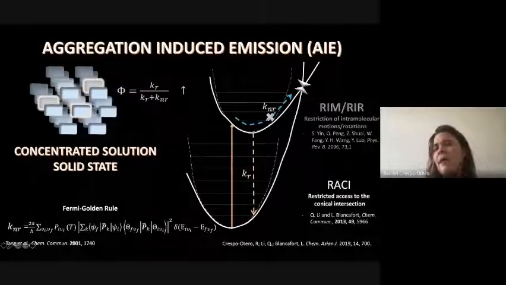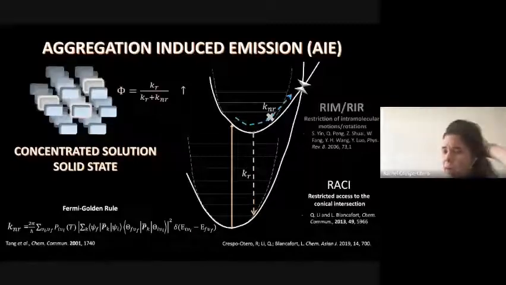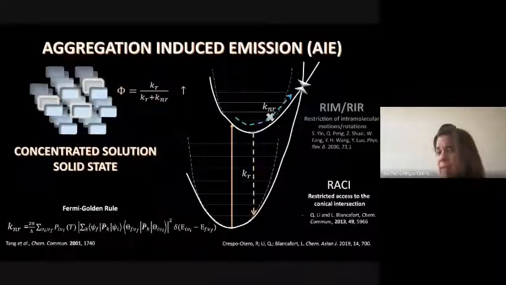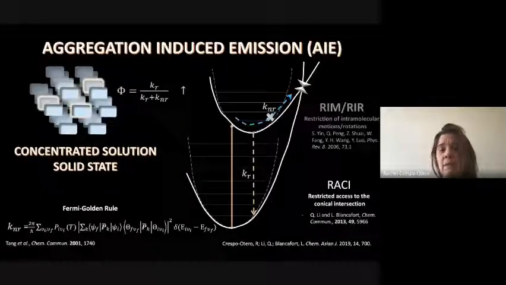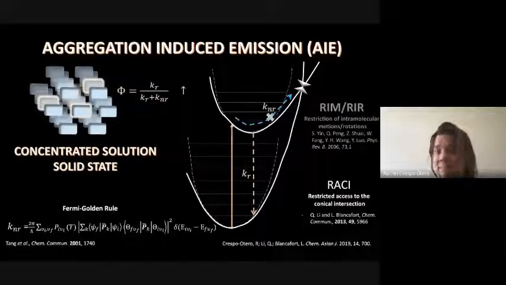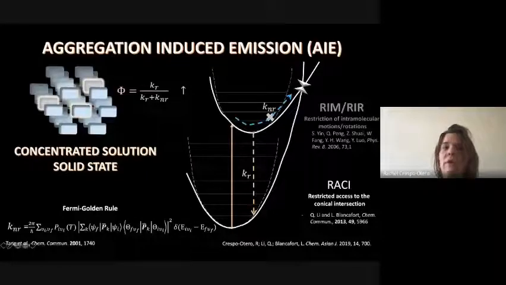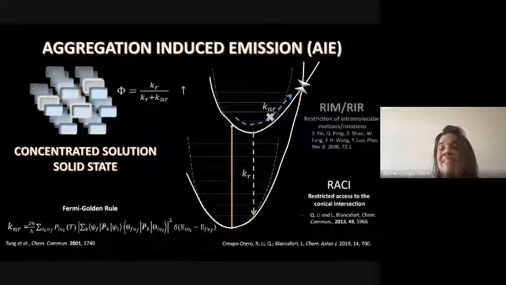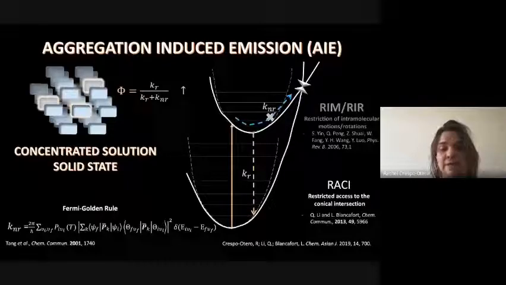In that case, the model that has been used to explain this kind of processes was proposed by Blancafort in 2013, and it's called restricted access to the conical intersection. Essentially, what the model says is that when you move to the solid state, the pathway that takes the system to the ground state through a conical intersection is restricted because you have most likely some kind of steric restriction that doesn't allow the system to decay.